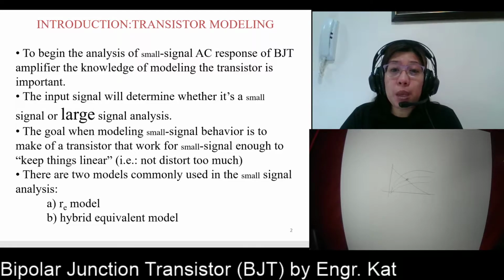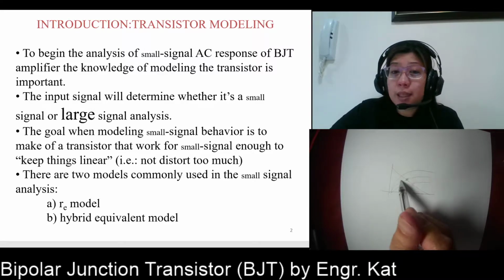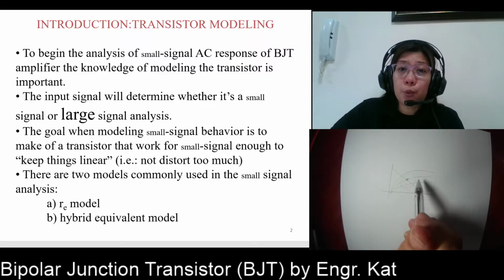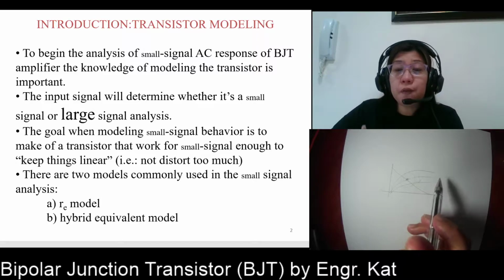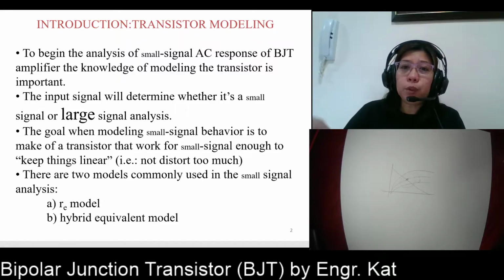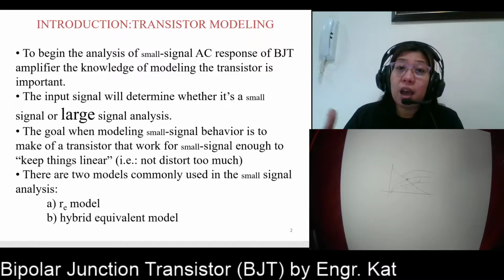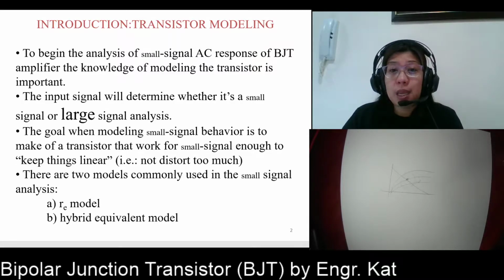So we're going to make use of an input signal that will just maintain your Q point within this active region, and we're going to make sure that your output is free from distortion. What do we mean by free from distortion? Your output will just look like your input, just with a higher, amplified value. The output waveform will look like your input signal, so it is free from distortion. In large signal analysis, your output is already distorted.